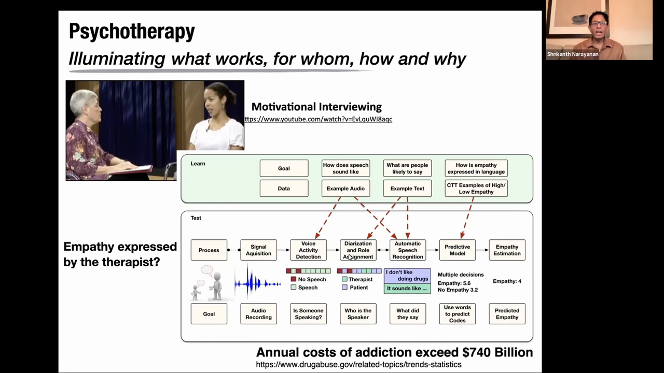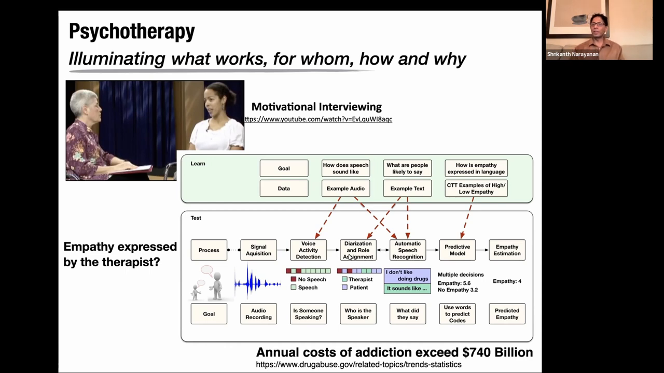So one of the lines of work that we've been doing is to see, can we bring machine intelligence ideas to understanding psychotherapy? For example, empathy, the empathy expressed by the therapist, is supposed to be a good indicator of the quality of the interaction and the outcomes, right? How do we know how to characterize that?